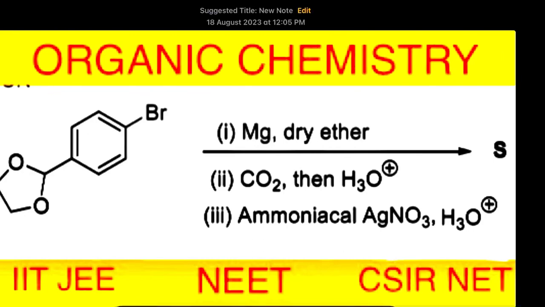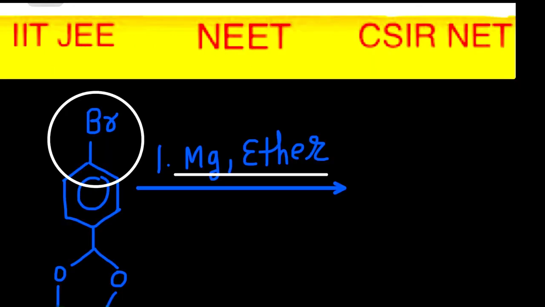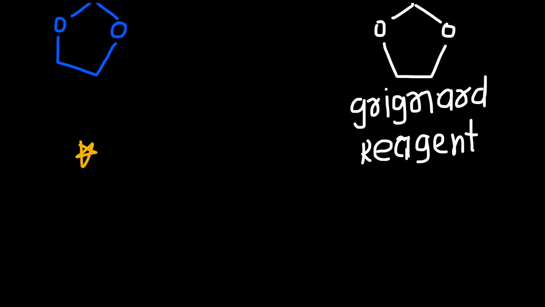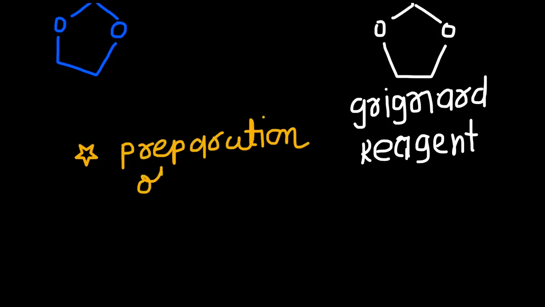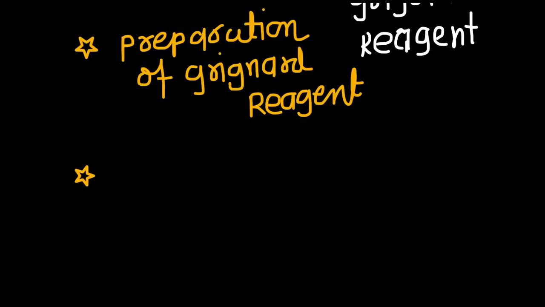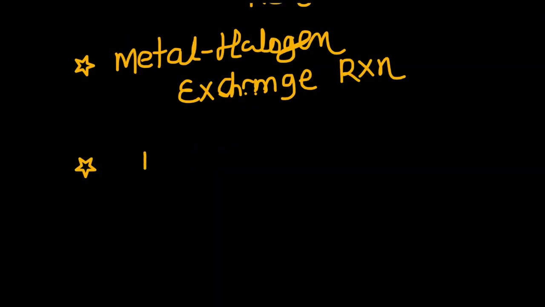The reaction is given when we add this reagent to this compound, we get Grignard reagent. The key point about this reaction is the preparation of Grignard reagent. This reaction is also called a metal halogen exchange reaction. During this reaction, a metal carbon bond will be formed.